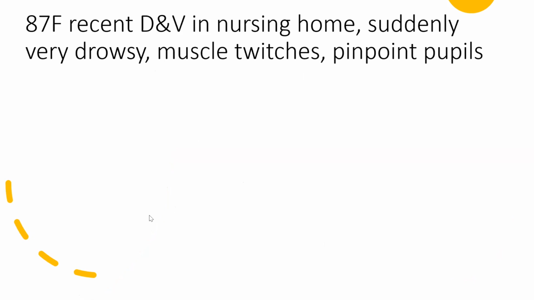So the next case is an 87-year-old female. She's had recent D&V in a nursing home. She's suddenly become very drowsy. She's got muscle twitches and pinpoint pupils. Is there anything else you want to know about this lady? Yes, brilliant. Normal medications, respiratory rate, medical history, allergies.